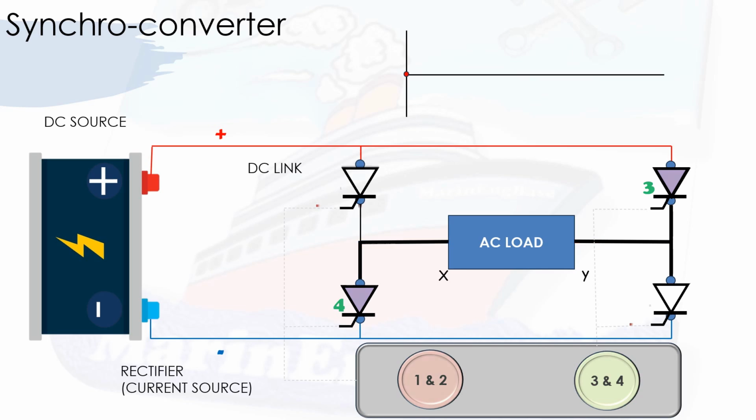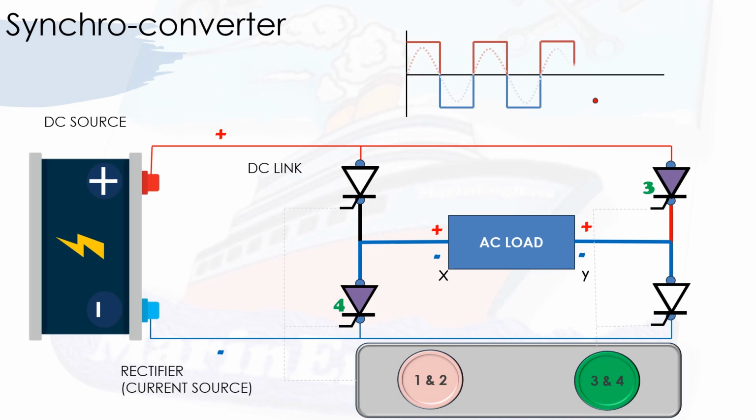And by alternating this firing sequence, you can produce an AC waveform, a quasi waveform with different frequencies, which depends on the switching or firing frequency produced by the microcontroller. I hope that you understand the principle behind a synchro converter, the basic fundamentals.